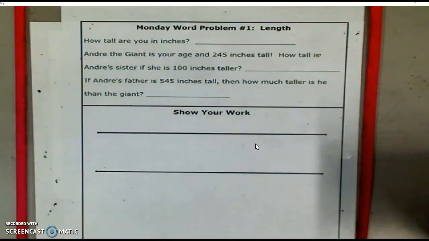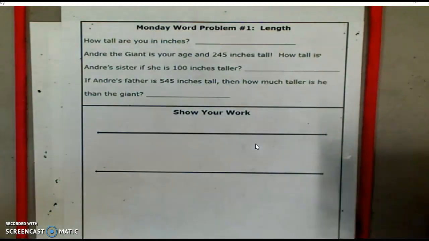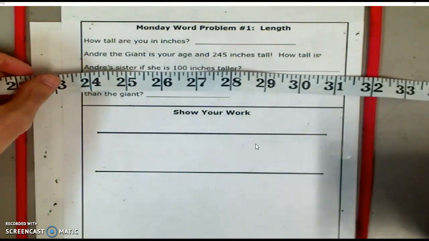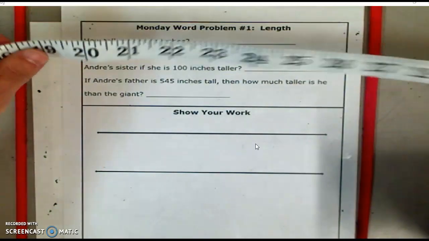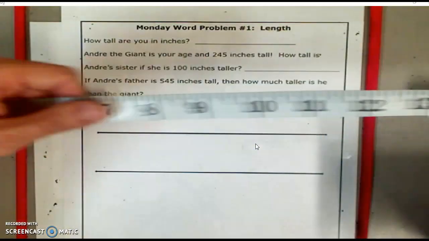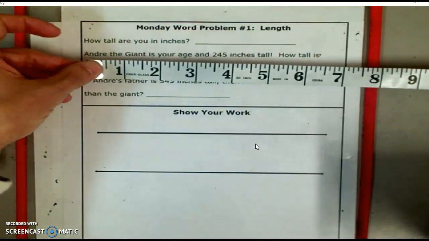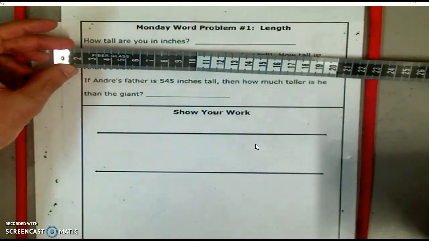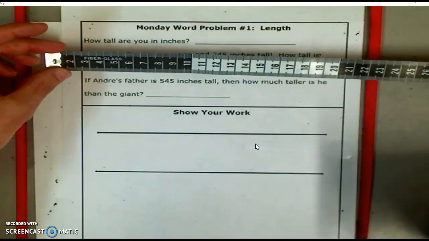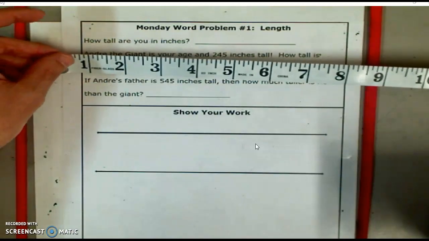For that first question, it says, how tall are you in inches? You're going to need your tape measure. It looks like this. These are the inches, starting at the beginning. If you flip it, these are the centimeters. We're not doing centimeters, which are much smaller. That's the metric system. We're doing inches.